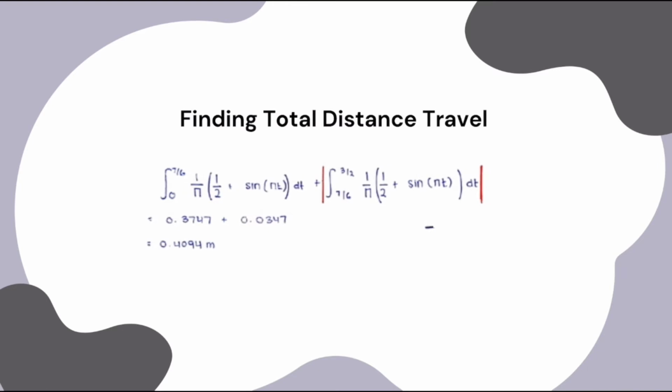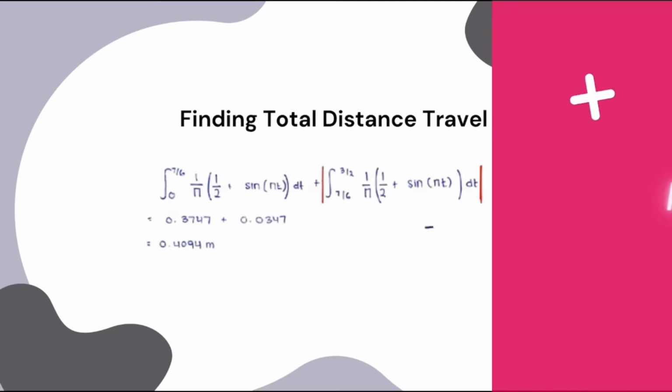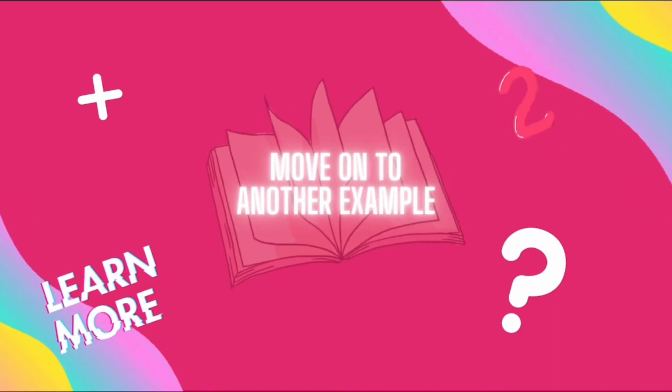Lastly, we just need to add both of the distance values to get the total distance traveled by the object, which is 0.4094 meter. Then let's move to another example.